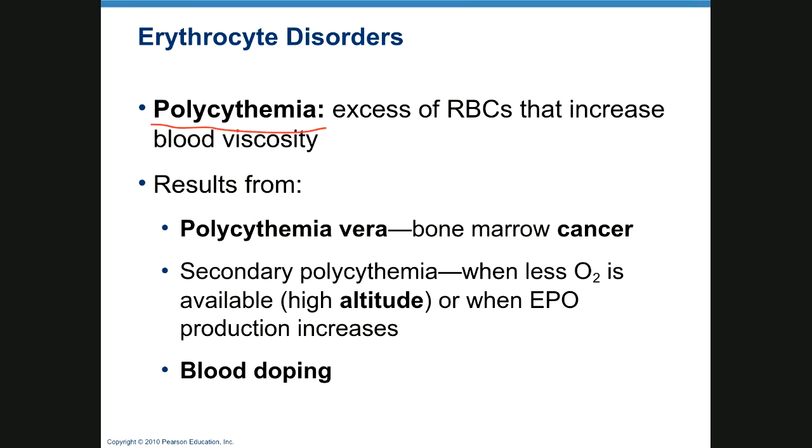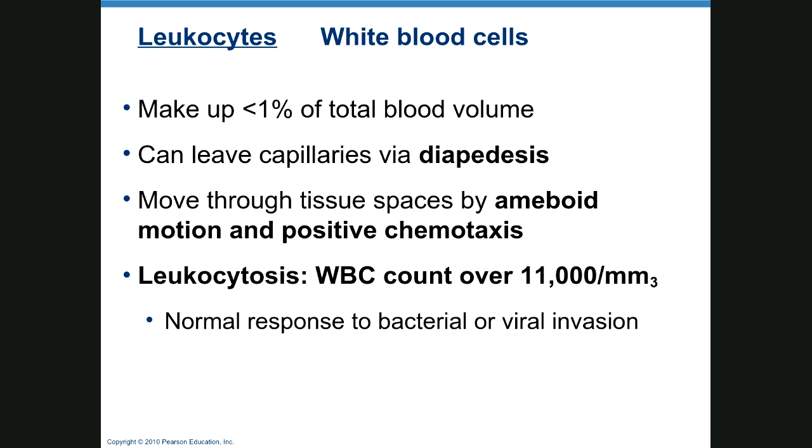Polycythemia is an excess of red blood cells with increased viscosity. Now, polycythemia vera is, you can have a genetic polycythemia, you can have bone marrow cancer, you can have secondary polycythemia, such as you've been in high altitude for a long time, then you come back down to normal altitude, blood doping. Cheating athletes freeze their own blood, have it put in before the athletic event. Very dangerous, very dumb, and very illegal.